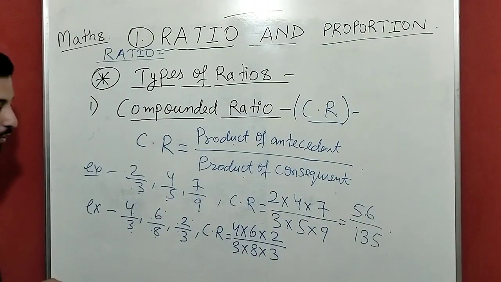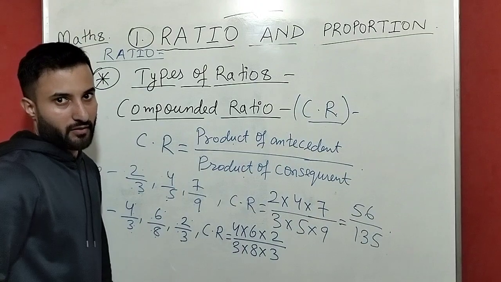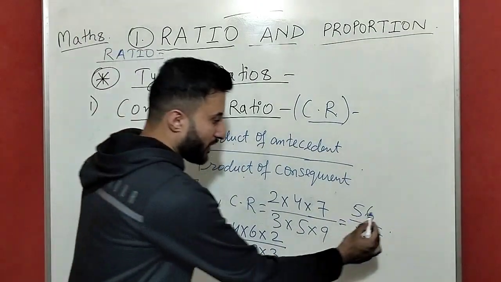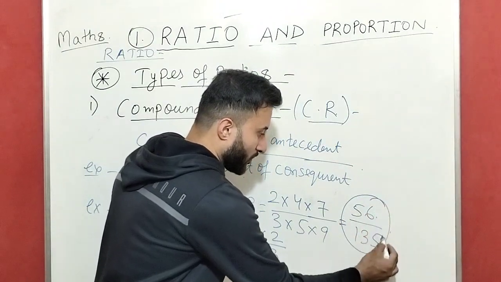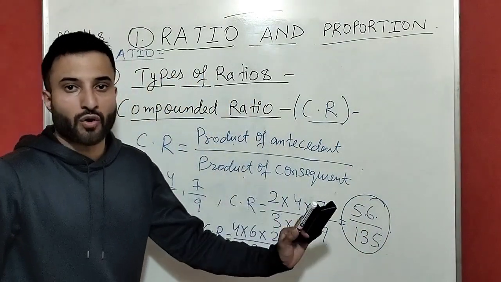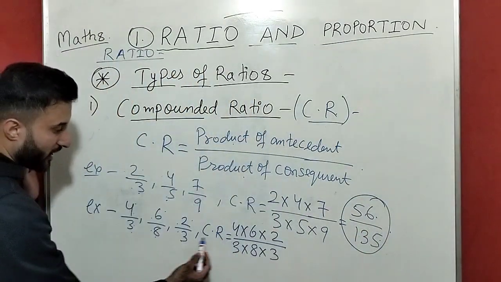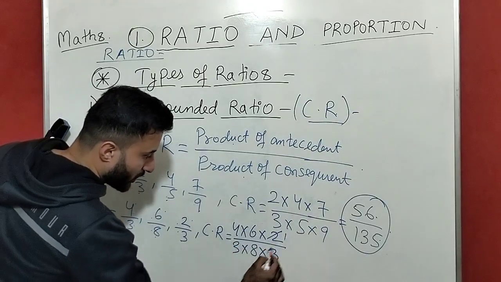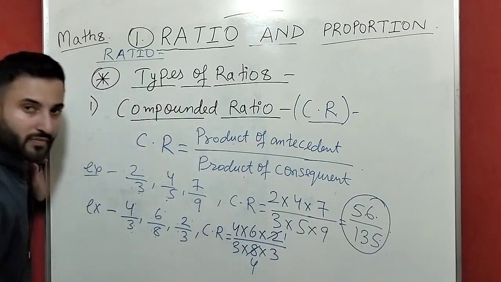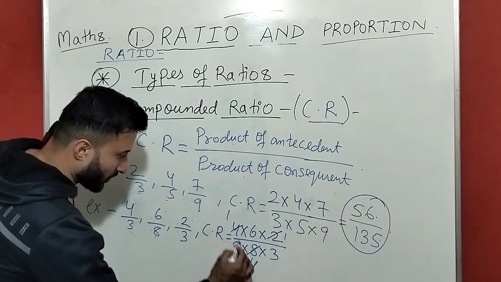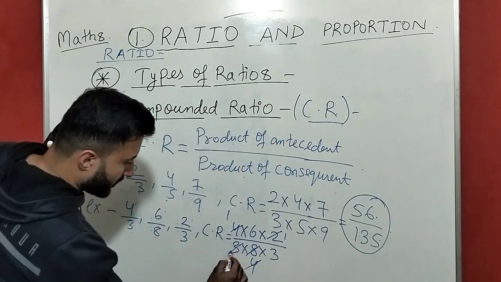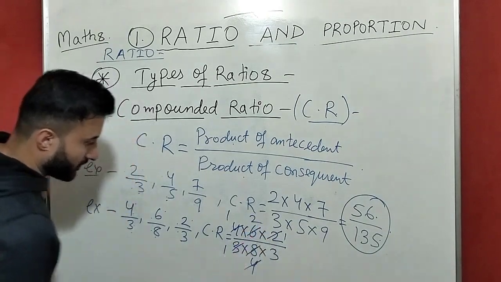Now what will we do? We will cancel, because we have to write the ratio in simplified form. After finding out the products, if you simplify, it will take a really long time. So from here we can cancel. 2 1s are 2, 2 4s are 8, 4 1s are 4, 4 4s will get cancelled. And 3 1s are 3, 3 2s are 6.